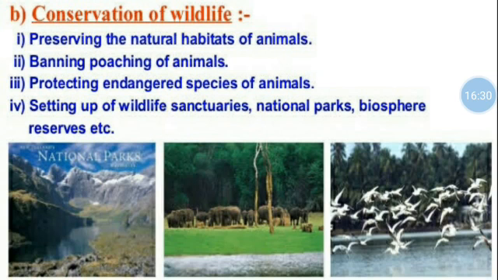Conservation of wildlife: how can we follow this? Preserving the natural habitats of animals. Banning, stopping poaching of animals, that is, hunting of animals, protecting endangered species of animals, setting up of wildlife sanctuaries, national parks, biosphere reserves, and so on.